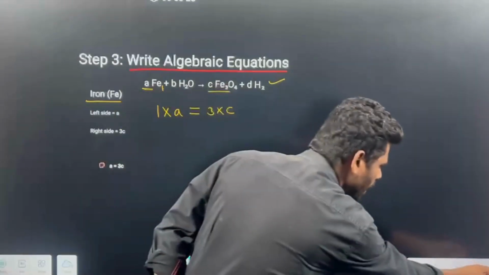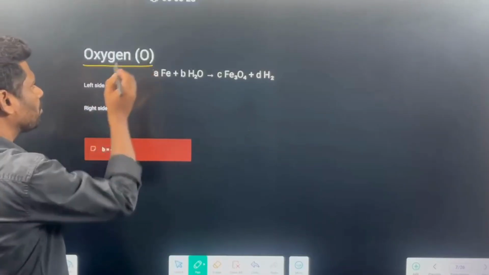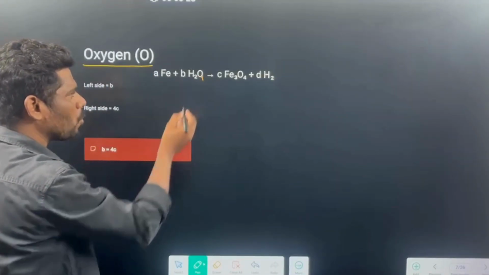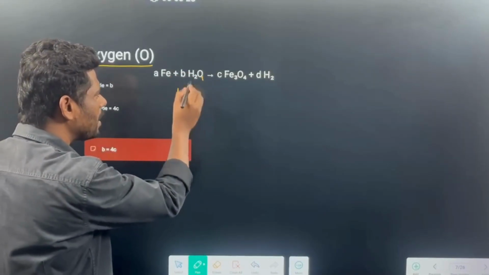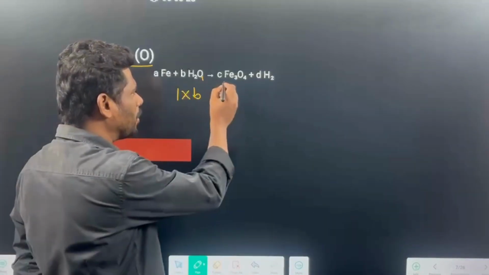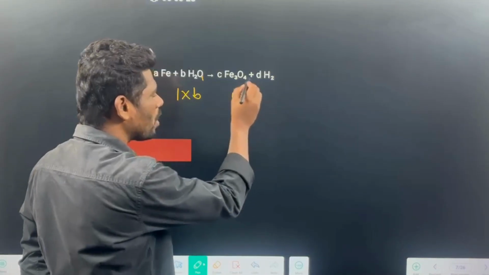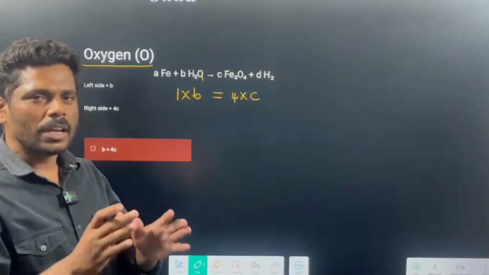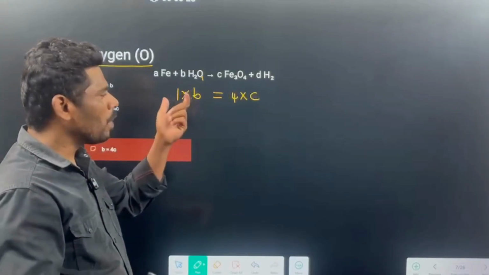Now in the same way, let's try with the oxygen atom. On the reactant side, here is the oxygen atom with subscript 1 and the coefficient is B. So 1 into B will give you the number of oxygen atoms on the reactant side. Coming to the product side, 4 is the subscript, C is the coefficient, and 4 into C will give you the total number of oxygen atoms on the product side, which is equal to 1 into B.